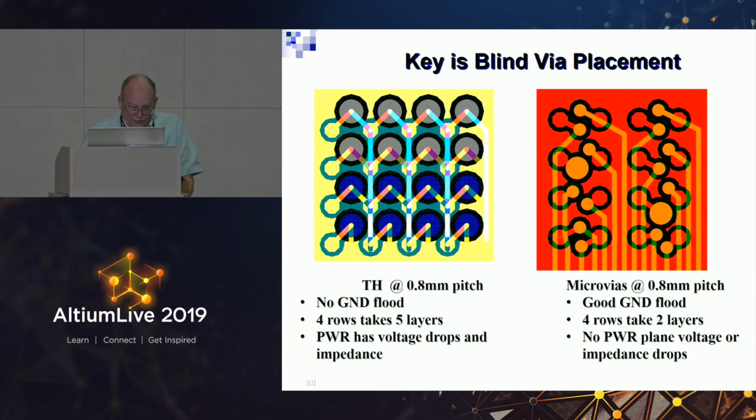Like I say, this is a through hole at 0.8 millimeter. There's no ground flood. It takes 4 rows, takes 5 layers. The same device with microvias at 0.8, there's a good ground flood on the surface for EMI protection. The 4 rows take only 2 layers. There's no power plane voltage or impedance drop, because we haven't turned the power plane or the ground plane into Swiss cheese.